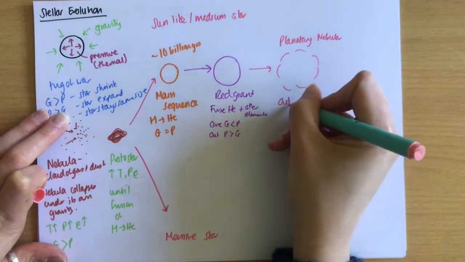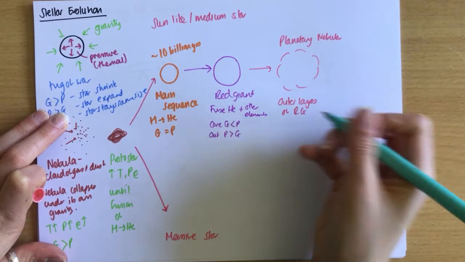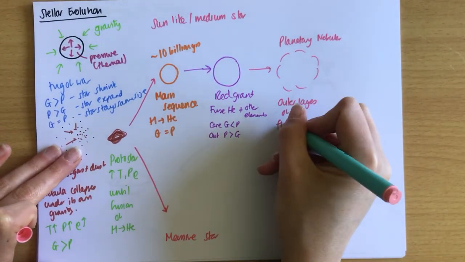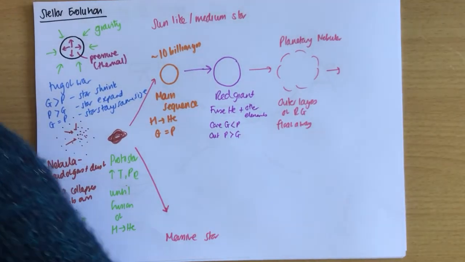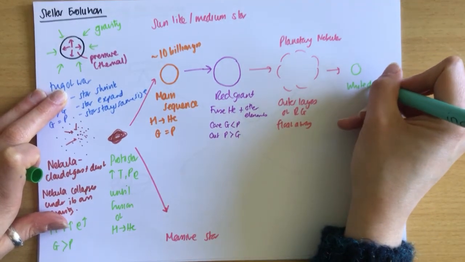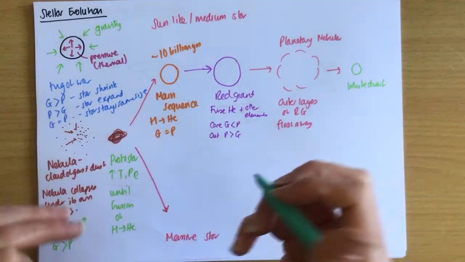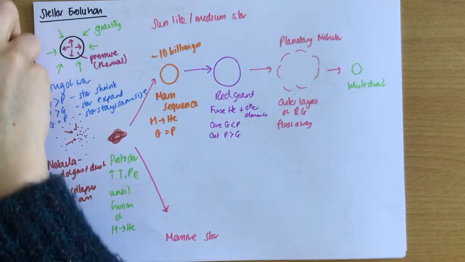The outer layers of the red giant float away, and that leaves behind a white dwarf, which is very small, very hot, very bright, but eventually it cools down over billions of years and kind of fades away. This whole process will take about 12 billion years or so. So a big portion of it is on the main sequence.